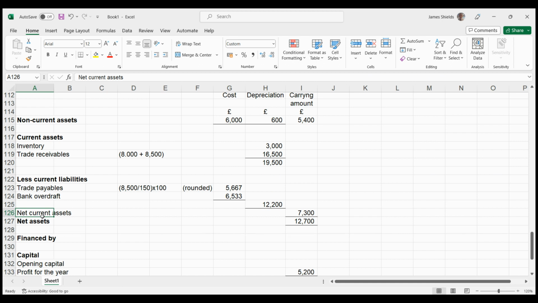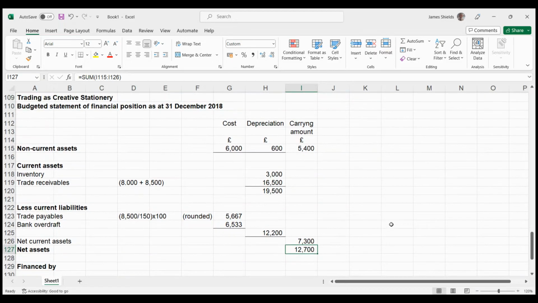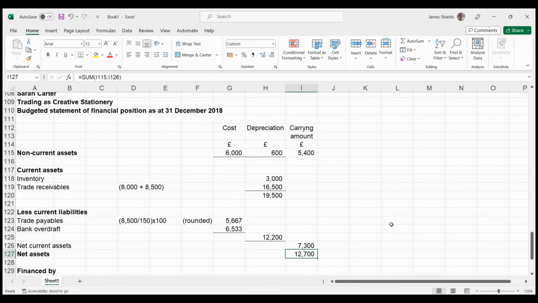Now we want our net current assets. So we have our current assets, which is 19,500. Take away our current liabilities of 12,200, and that will come to £7,300. And the net assets then is going to be your non-current assets of 5,400 plus your net current assets of 7,300 to give us net assets of £12,700. So that's the top section of the statement of financial position.